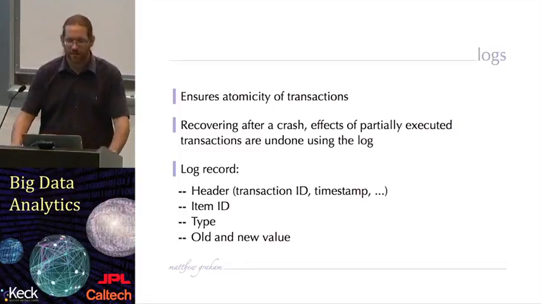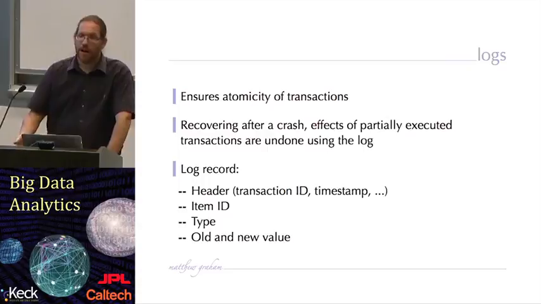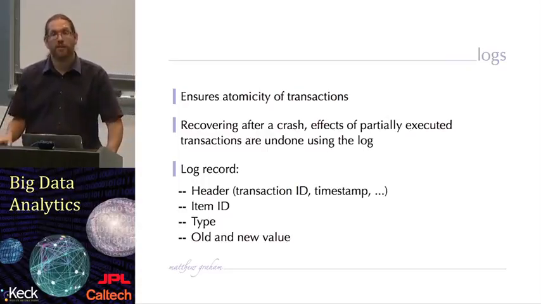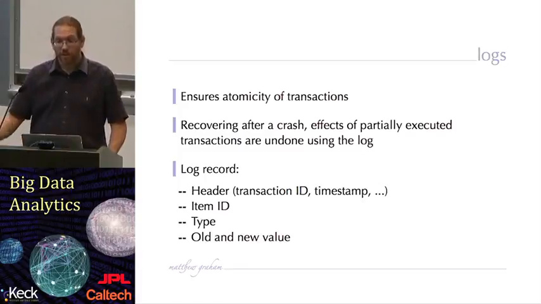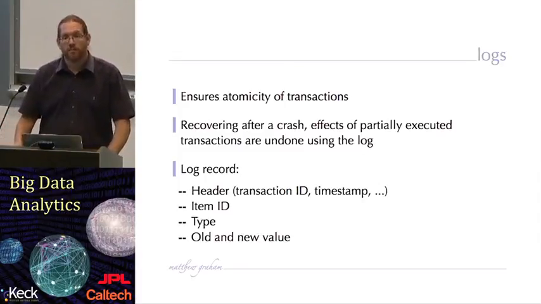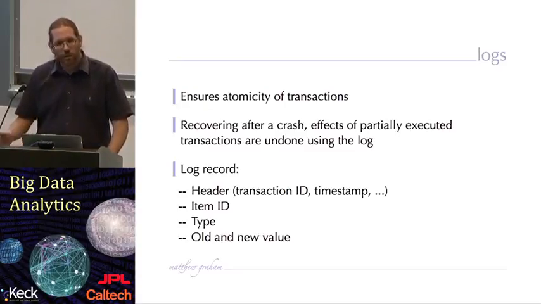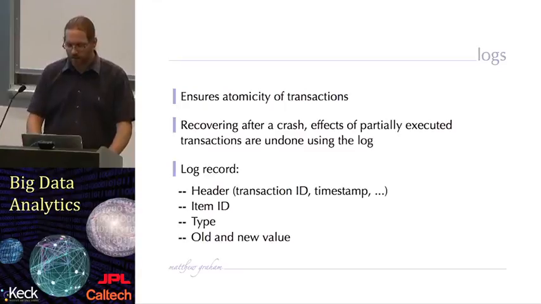Typically, a log record will have some sort of header which involves a transaction ID and a timestamp. It will have an ID of the item in the relational database that you're working with, and may say what the type of the transaction is, and then it may have an old and a new value. So those are the sorts of things that you have in log records, should you need to go through a log record to understand what's going on.